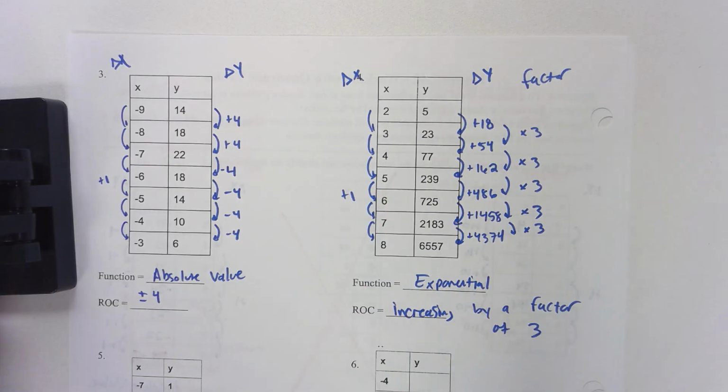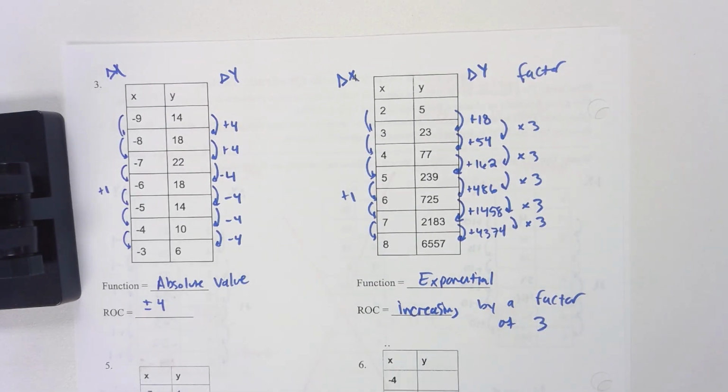So for number 3, you should have found that the rate of change goes from positive 4 and then switches to negative 4. That's the constant rate of change where we add and subtract, making it an absolute value table. The rate of change we would just simply describe as being plus or minus 4. Okay, so constant, but plus or minus.